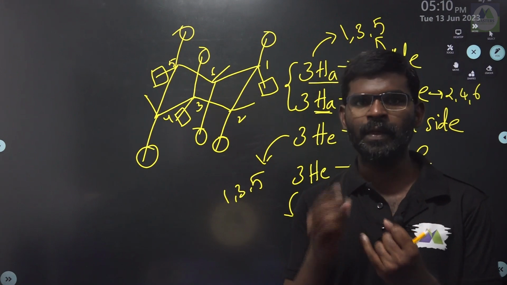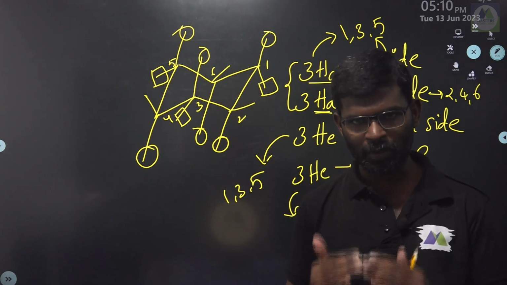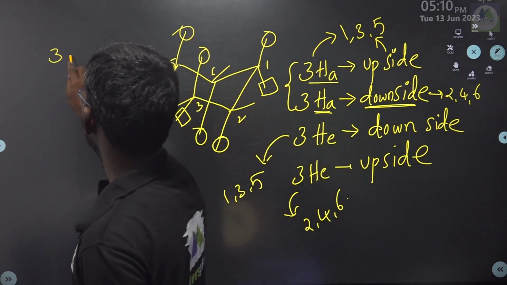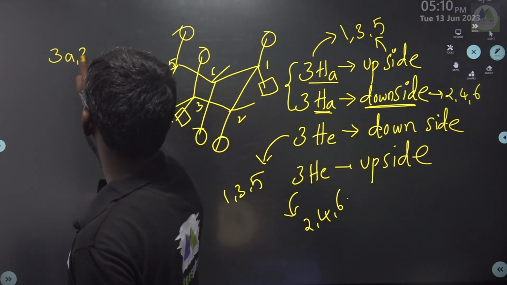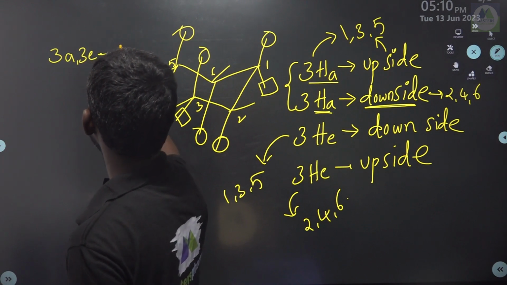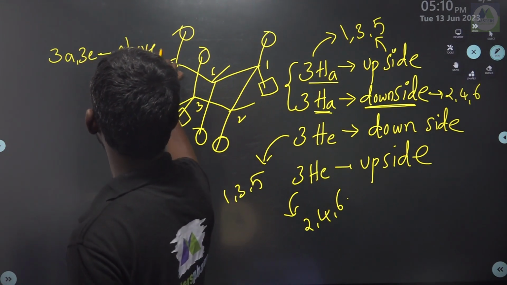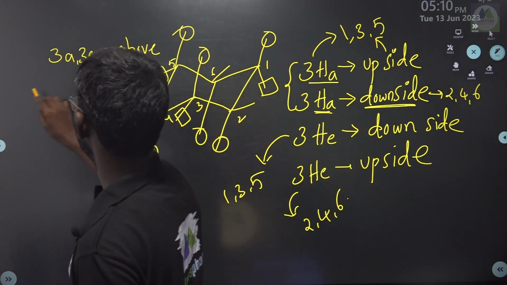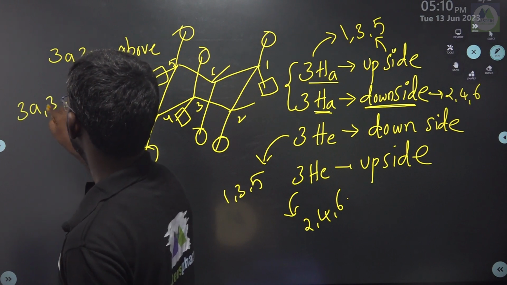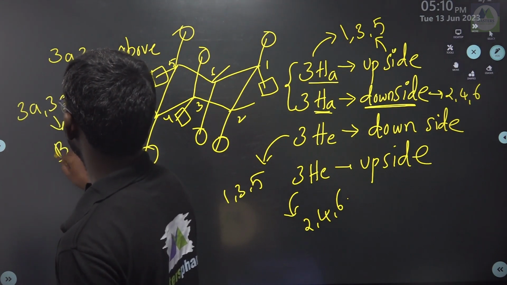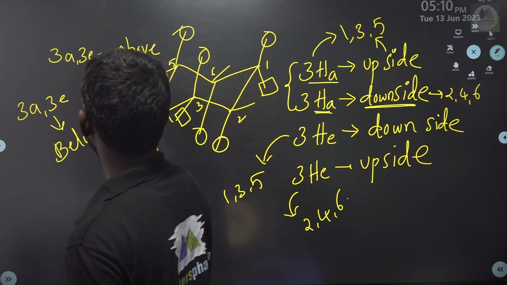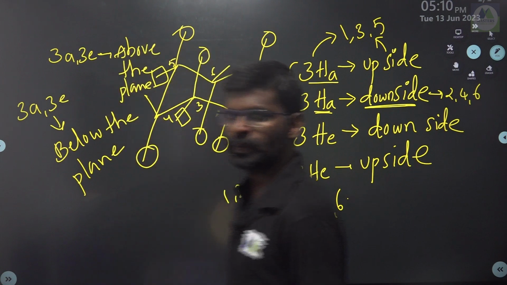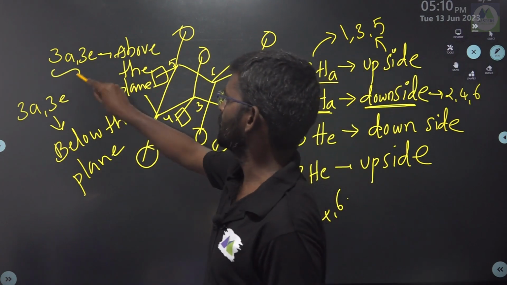So above the plane 3 axial and 3 equatorial. Below the plane 3 axial and 3 equatorial. Better to write this formula. 3 axial, 3 equatorial above the plane. Next 3 axial, 3 equatorial below the plane. So total 12, right?